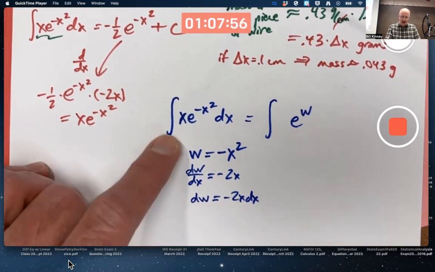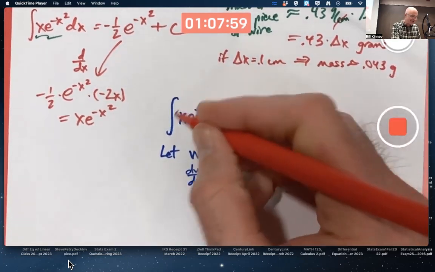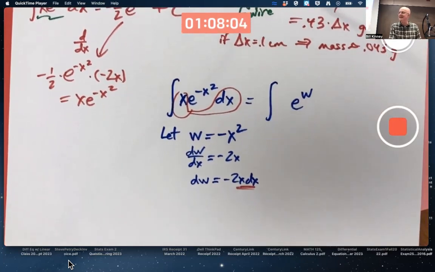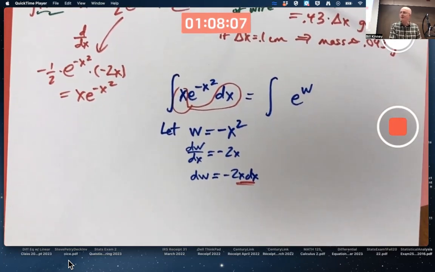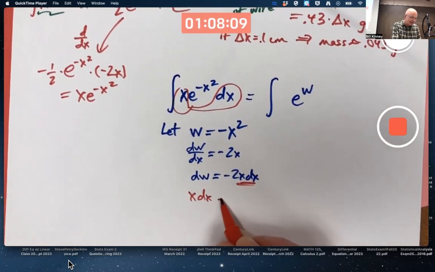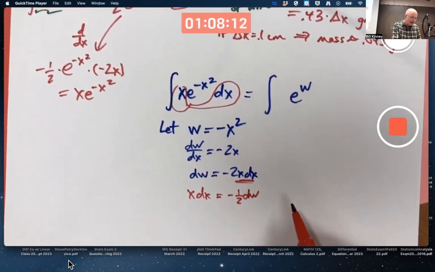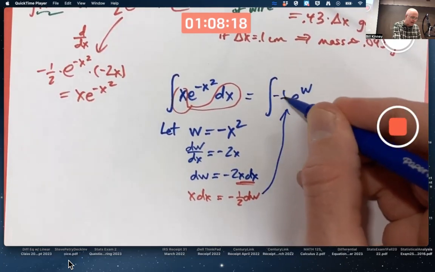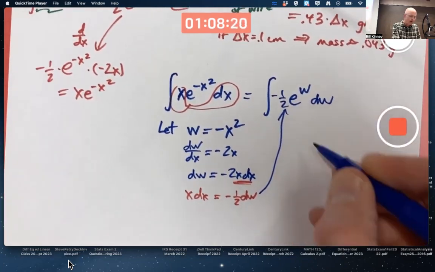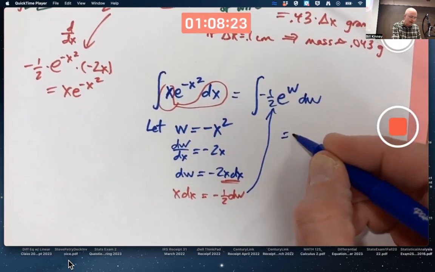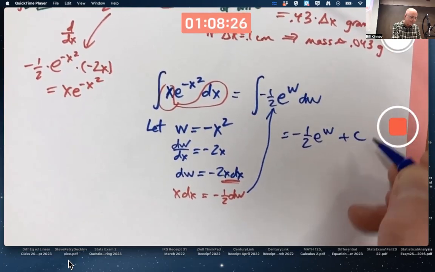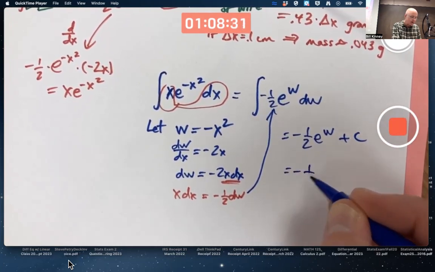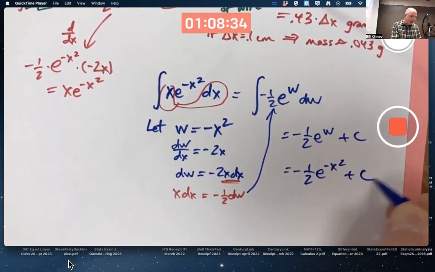And then I got an x dx in there. There's an x dx. Divide both sides by negative 2. x dx is negative 1/2 dw. So put that up there. Put the negative 1/2 here and the dw there. Weird. What will this be? That's an easy integral. Negative 1/2 e to the w plus c. But wait a minute, we're not done. The answer's got to involve x. Replace w with negative x squared. We got the same answer. Magic.